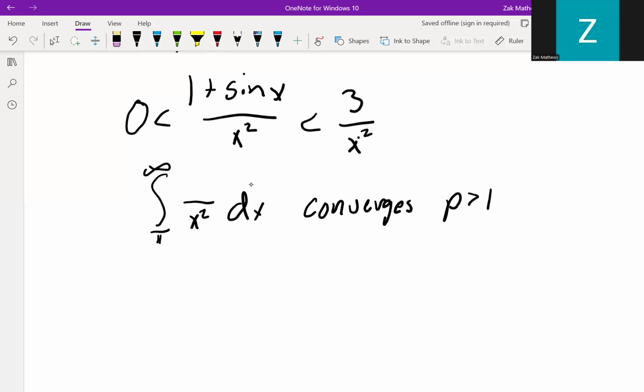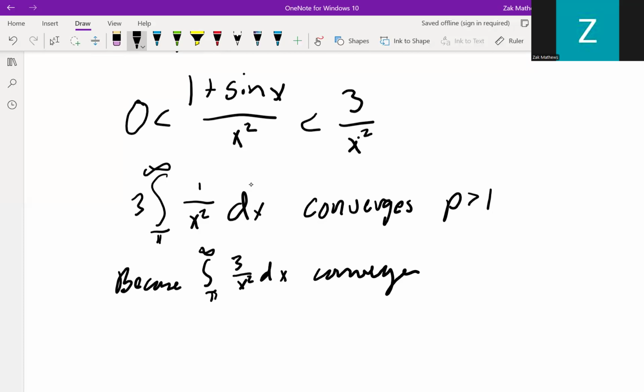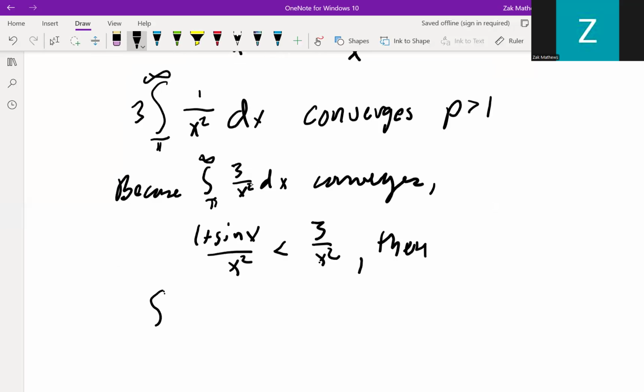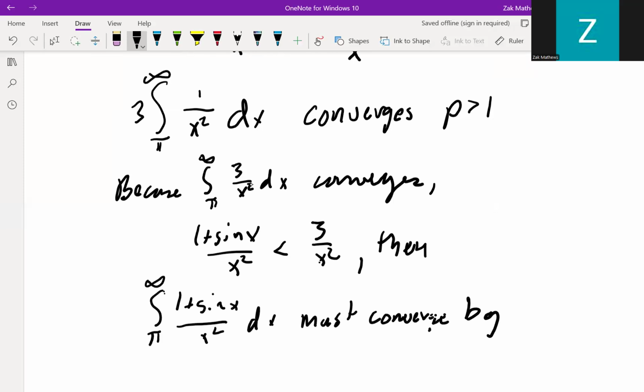It's not exactly the p rule. We can always just pull that 3 to the front. There we have that exact 1 over x to the p case. And so because the integral from pi to infinity of 3 over x squared dx converges, and because we know that 1 plus sine x over x squared, we know the integral of the 1 plus sine x over x squared from pi to infinity dx also must converge by the direct comparison test.